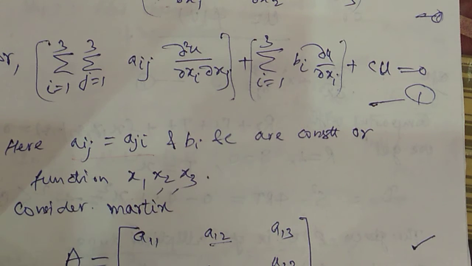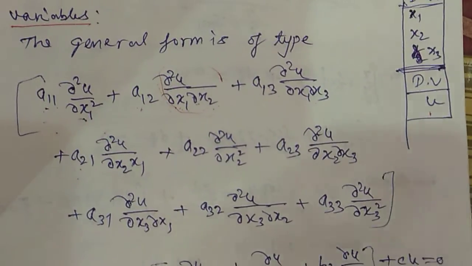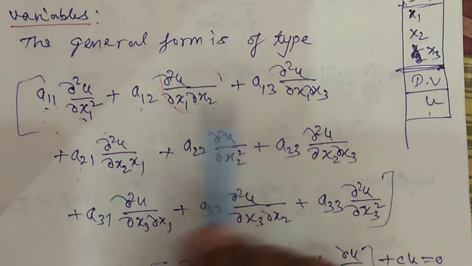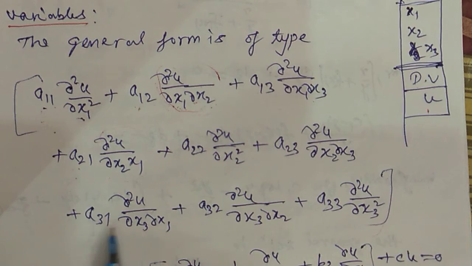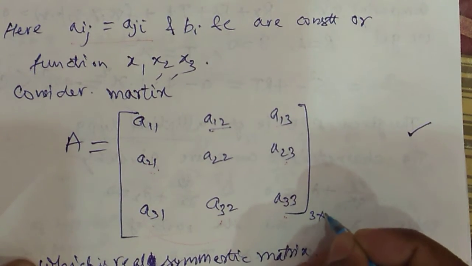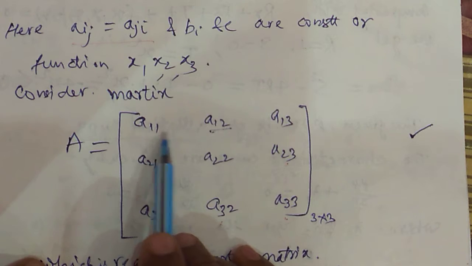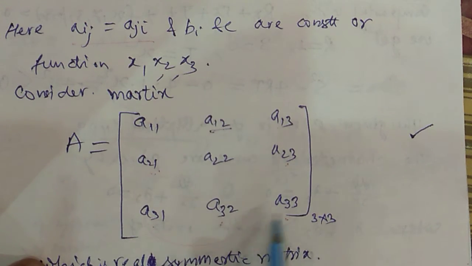So we form the matrix with the help of the coefficients of second order terms. Form the matrix A with the help of second order coefficients: a11, a12, a13 form the first row, a21, a22, a23 form the second row, a31, a32, a33 form the third row. In this way we get the matrix of order 3.